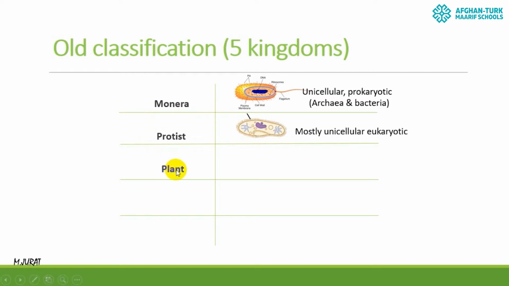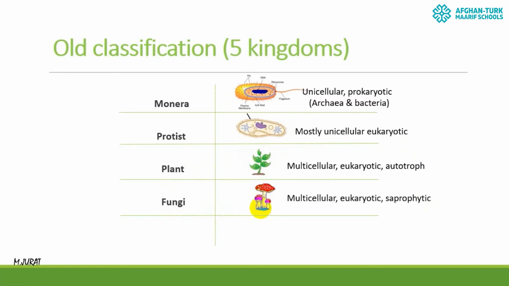About the next kingdom, which is Kingdom Plant, we can say they have eukaryotic cells. They're always multicellular and they are autotrophs. It means with the help of sunlight and some minerals they can produce food for themselves. Next kingdom, Kingdom Fungi, like mold, bread mold, or mushrooms, are examples of that kingdom. They are always multicellular organisms. Their cell type is eukaryotic and they are saprophytes.